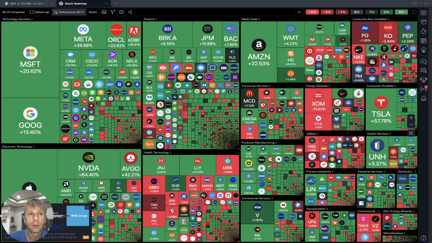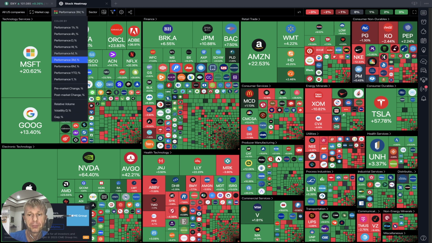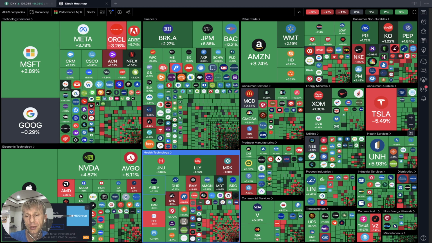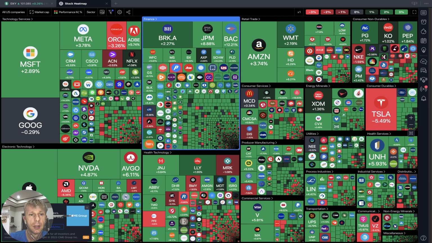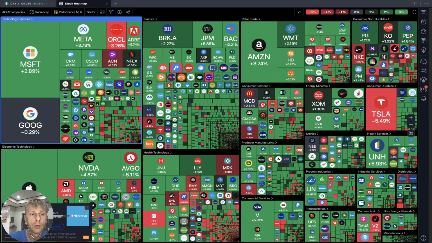Let's check what's going on monthly. Monthly it is green also. Very beautiful, very green, except Tesla. Tesla is red, Oracle, a few stocks, but generally it's green. Even Google is minus for the quarter on monthly.